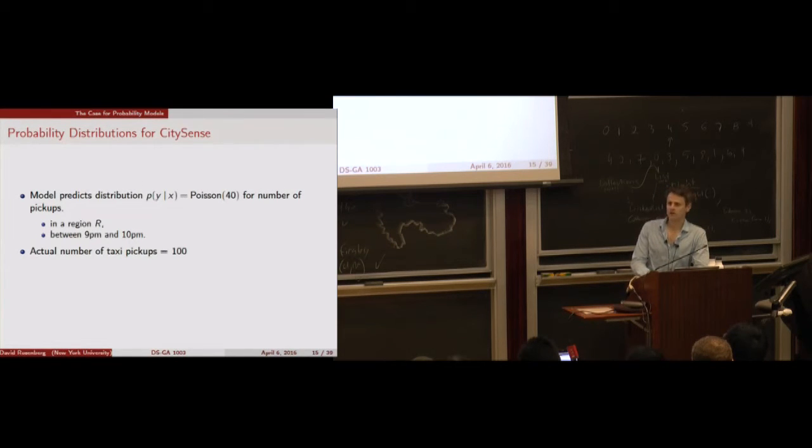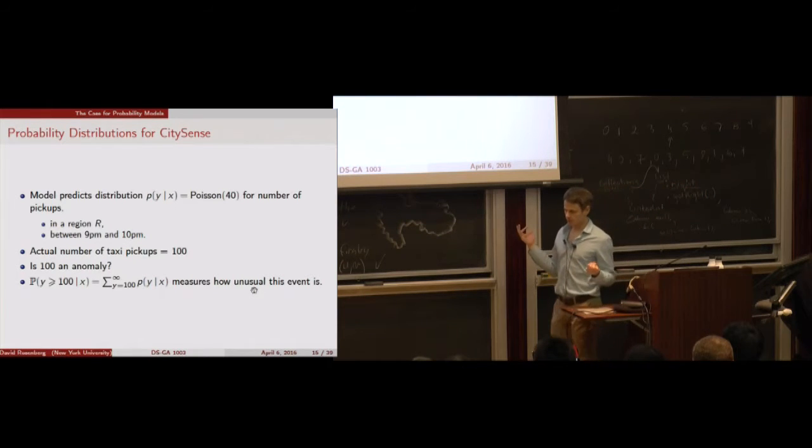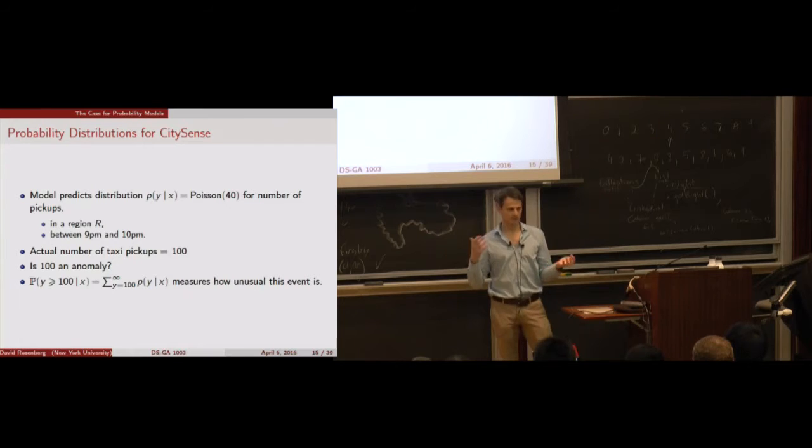For instance, a standard statistical method is to look at the tail. We could say, well, 100, that's big. That looks bigger than the average. So how can we quantify how unusual that is? We can look at the probability of seeing 100 pickups or more. Kind of a standard statistical approach. You see it in hypothesis testing. So that's the probability that y is greater than or equal to 100 given x. And then we could simply sum from 100 to infinity of the probability of y given x. And that's a measure of, according to the model, the probability that we would ever see 100 or more pickups. And we could say, oh, that's really rare.